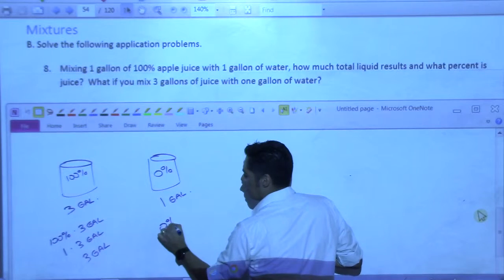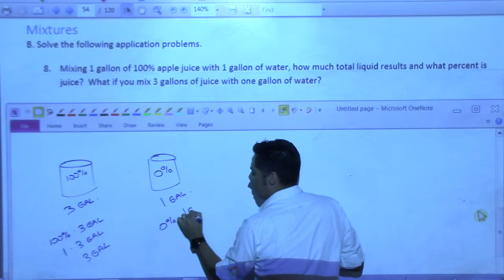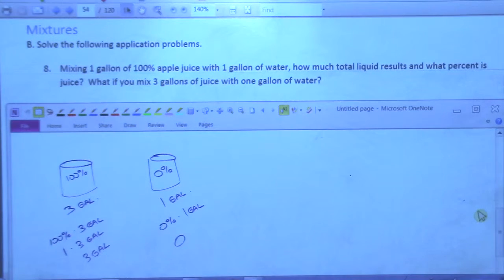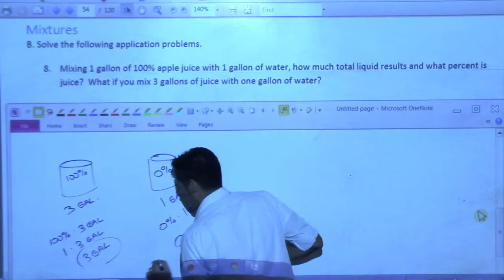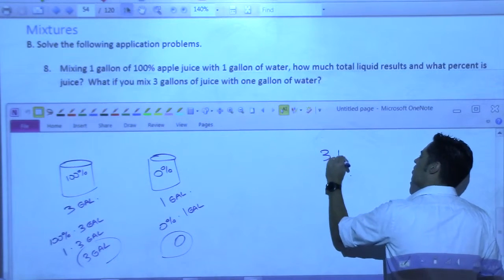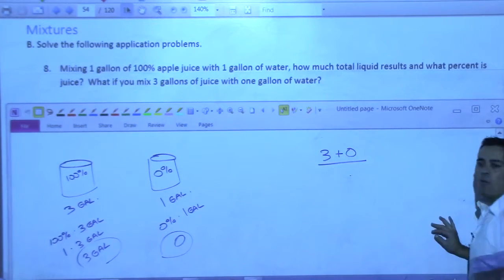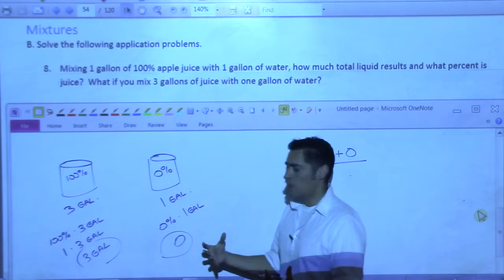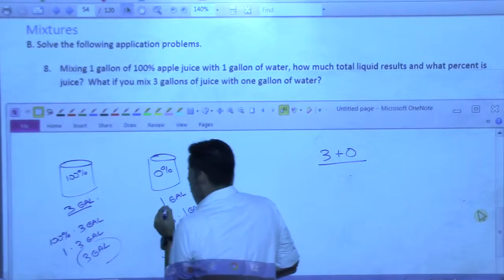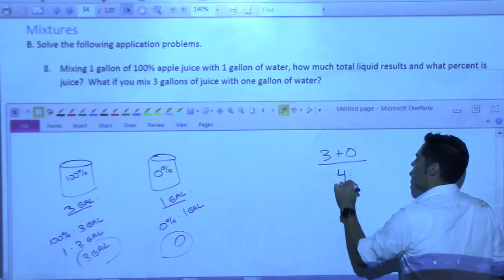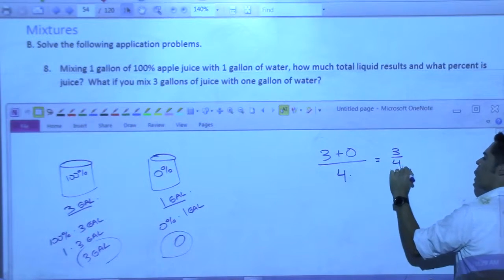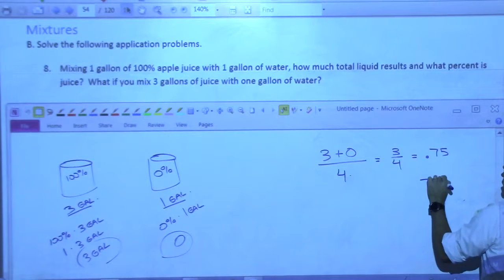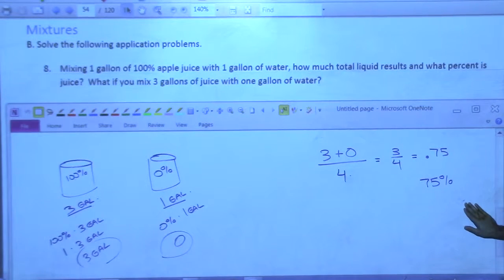Same thing, 0% times 1 gallon. This is 0 again, right? Okay, but now we're going to take these two numbers and add them up. 3 plus 0, but then divide that by what? 4. The total number of gallons we had in the new mixture. What's the total number we have? 3 plus 1, which was 4. And so when you do this, 3 over 4, you get 0.75, which means you have 75% juice in the mixture.